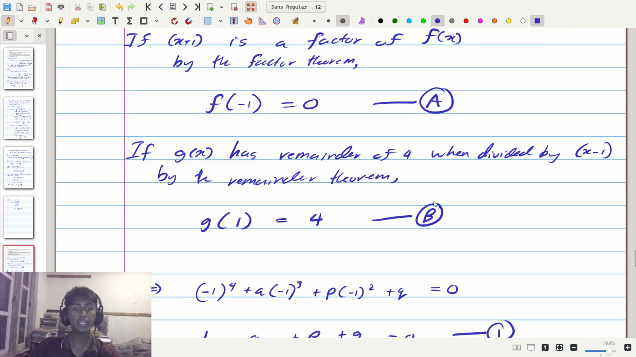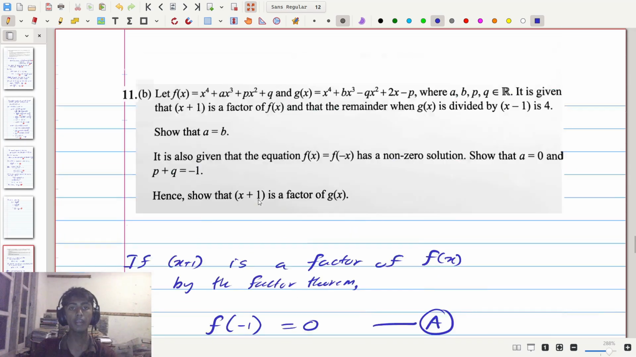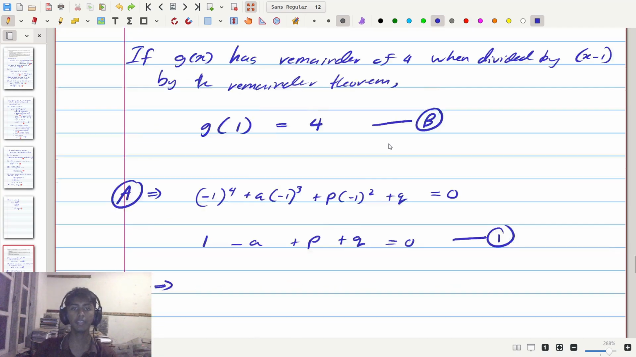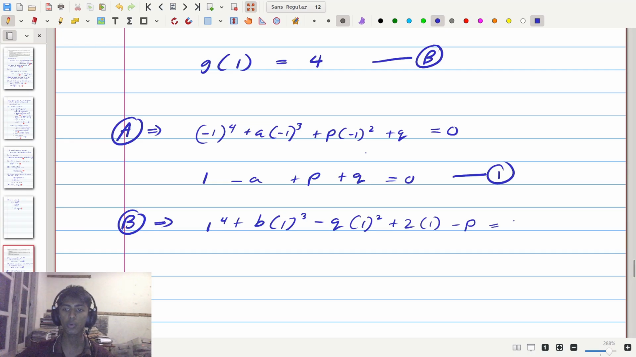Now after this, if we do a similar thing for equation B, and try to substitute x equals 1 into the equation g of x, we can see we get x to the power of 4, rather, plus bx cubed minus qx squared plus 2x minus p. And therefore we get 1 to the power of 4 plus b times 1 cubed minus q times 1 squared plus 2 times 1 minus p equals 4.